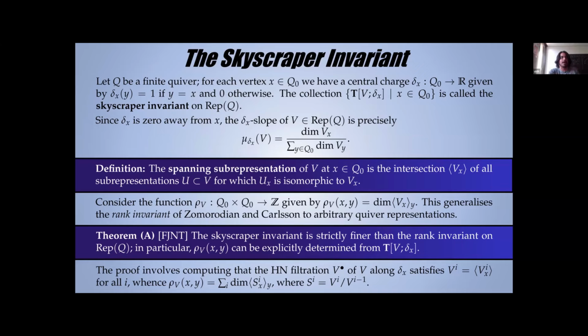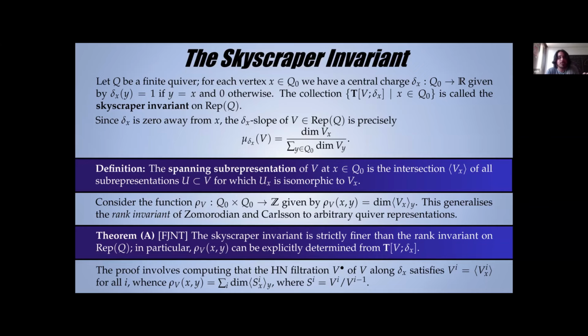So how do I say this? The penultimate one, just before you go to the full one, you get the spanning subrepresentation. That's what I want to say. So the Harder-Narasimhan filtration goes through several steps, then the spanning representation of X, and then the full thing V. And that's what makes this proof work.